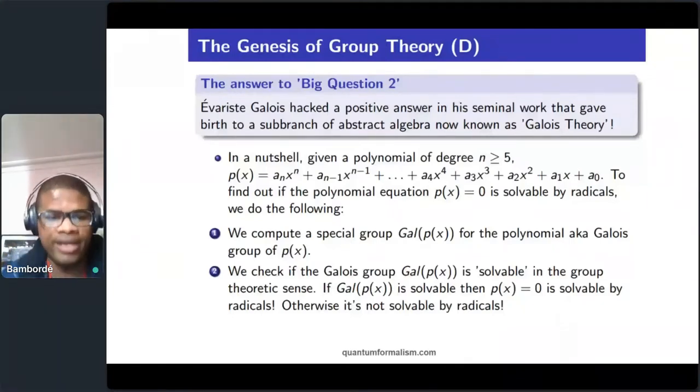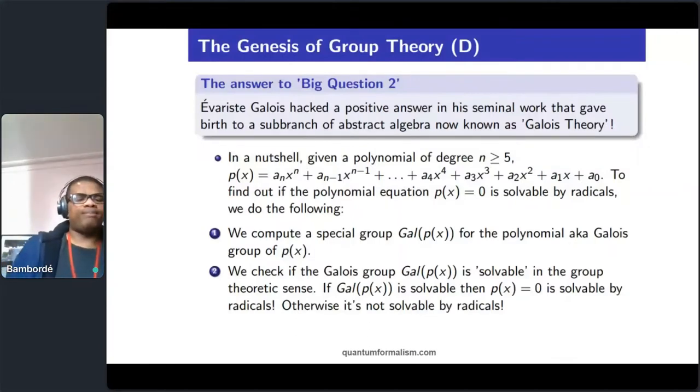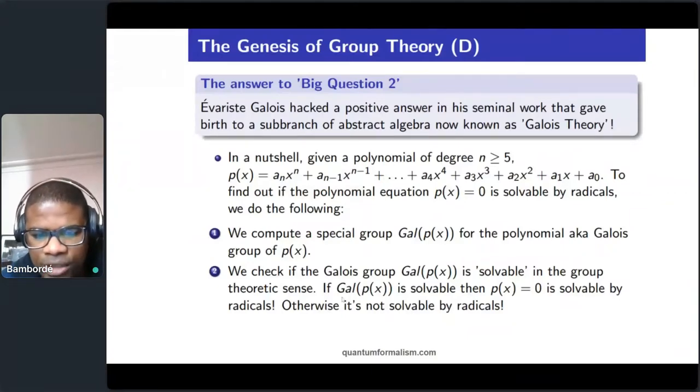This is very, very interesting, as you can see: translating a problem about one thing into a problem about another thing. This was really revolutionary. If the group is not solvable, this means the polynomial cannot be solvable by radicals. So this is essentially the hack that Galois did, to answer the question of deciding, when you are handed a polynomial, whether it's solvable by radicals or not.